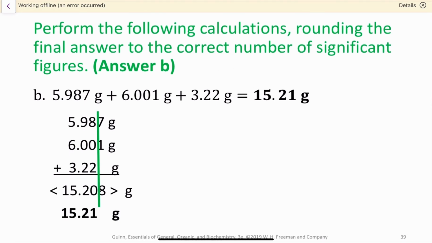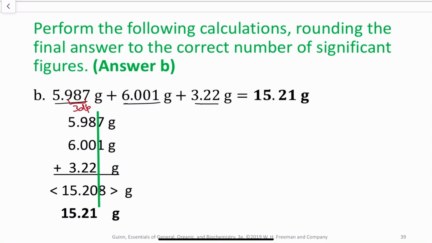The second problem is saying you have to add all these three numbers, right? So when you are adding or subtracting, which rule do you have to apply? You always have to apply the lowest decimal place rule. Remember, not the significant figure rule, always the decimal place rule for addition and subtraction. So how many decimal places do you have in here? 3 decimal places, DP. You have 3 decimal places over here, and 2 decimal places after the decimal.